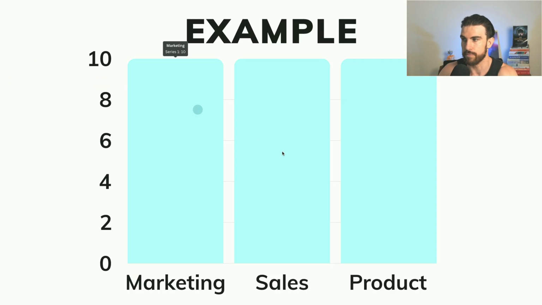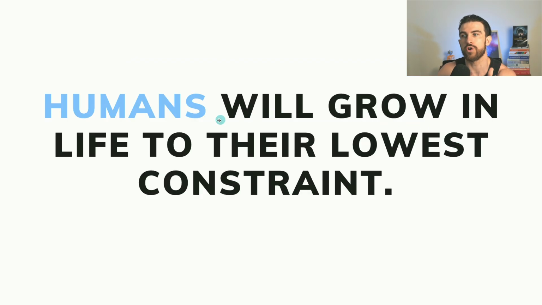Why is this important? Because humans will grow to their lowest constraint. You're a human. I'm assuming, maybe you're not, maybe you identify as something else, but I'm assuming you're a human. So humans grow to their lowest constraints. Now it's going to be skills or it's going to be something personal within you, but I'm going to break that down into more detail for you.